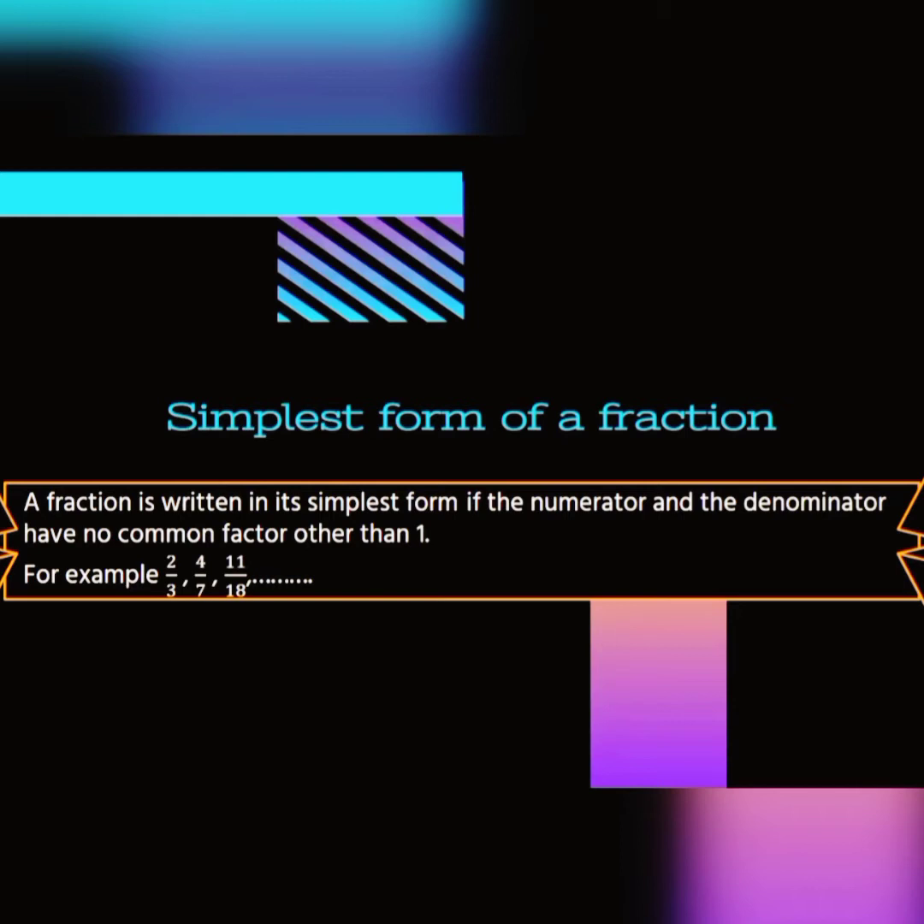For example, 2 upon 3, 4 upon 7, 11 upon 18. If we check, the factors of 2 are 1 and 2, the factors of 3 are 1 and 3, so only 1 is common to both of them, so this is the simplest form of a fraction. Similarly, 4 upon 7: the factors of 4 are 1, 2 and 4. The factors of 7 are 1 and 7. So the common factor is 1, so this is also the simplest form of a fraction.